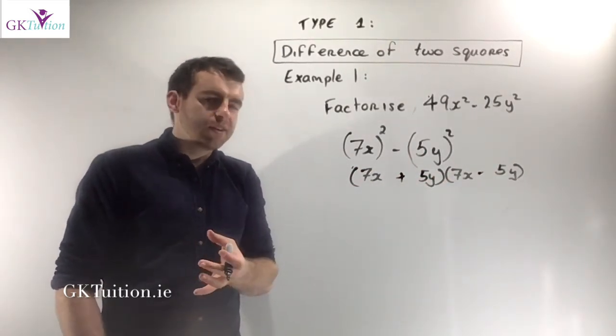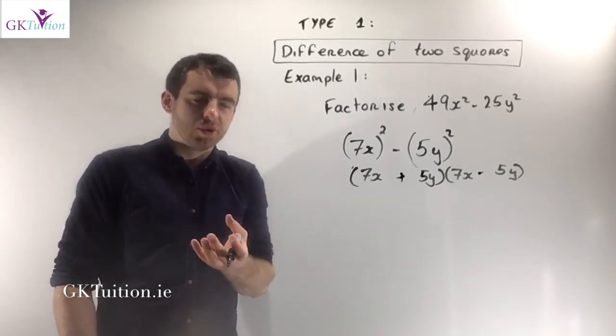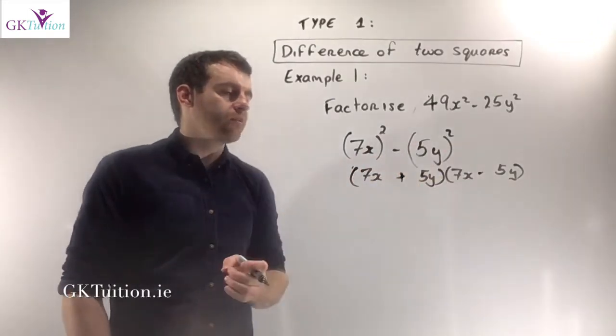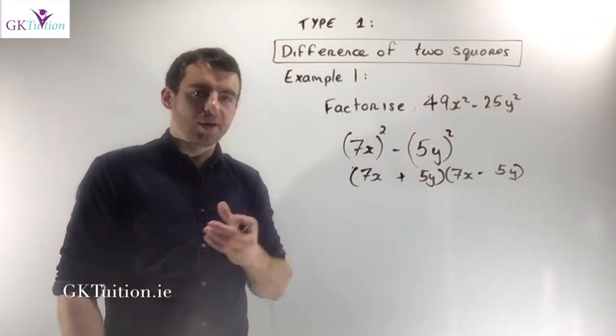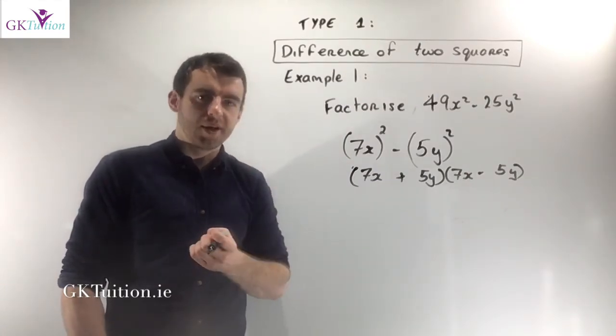Remember that factorising is essentially the opposite of multiplying. If I multiplied 7x plus 5y by 7x minus 5y, I would end up back where I started. So basically factorising is the opposite of multiplying out.